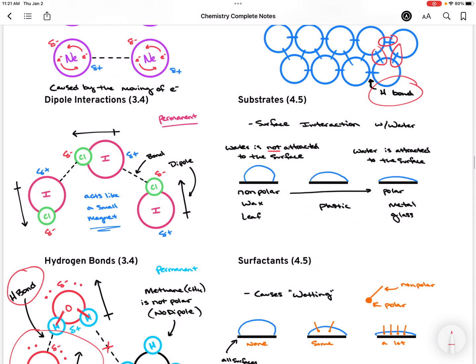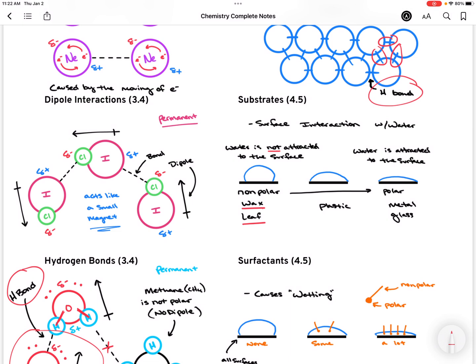And so here's another characteristic, and we have something called substrates. So substrates are when water interacts with a surface. So for example, if we have a wax surface or a leaf, right? Leaves kind of have waxy surfaces to them, all right? The water molecules don't interact with the surface because water likes to interact with things that act like water. So if we have like a magnet, it's not going to stick to a marker, like a plastic marker, because markers don't have positive and negative ends like a magnet does. So they don't interact with each other.